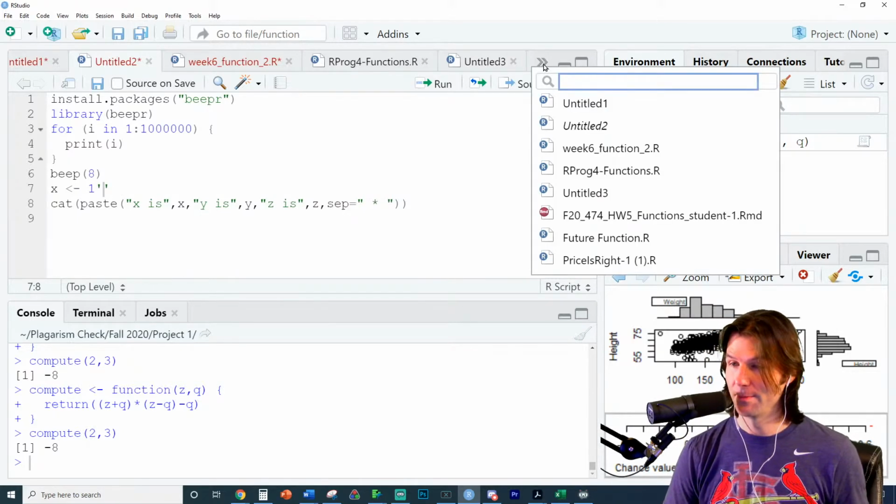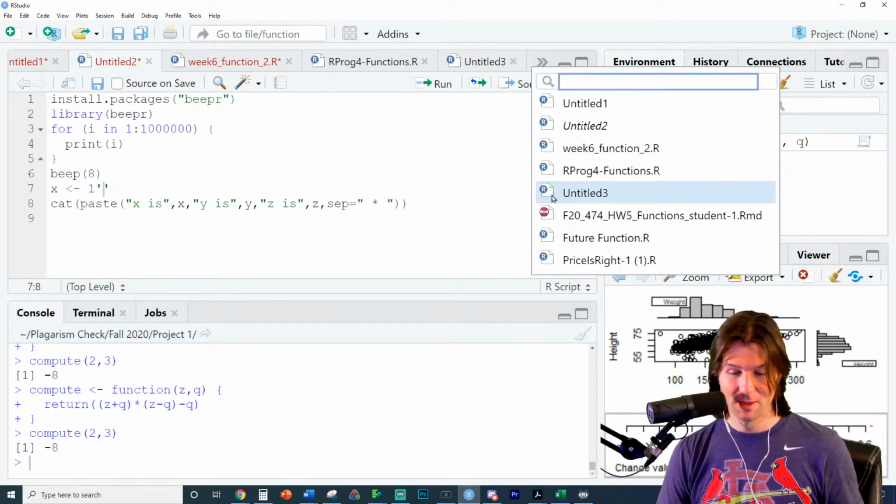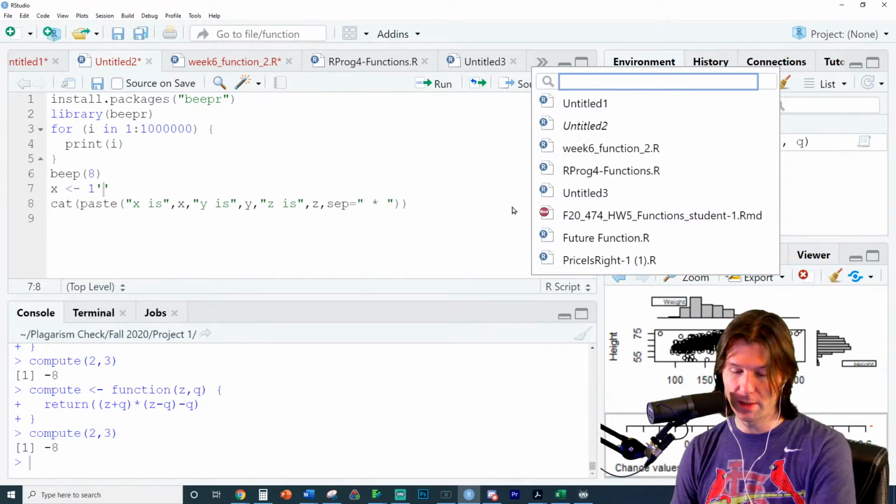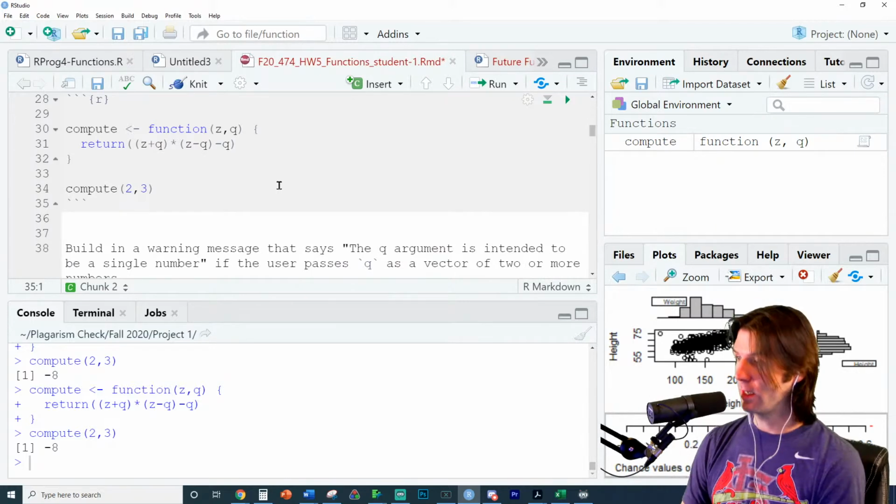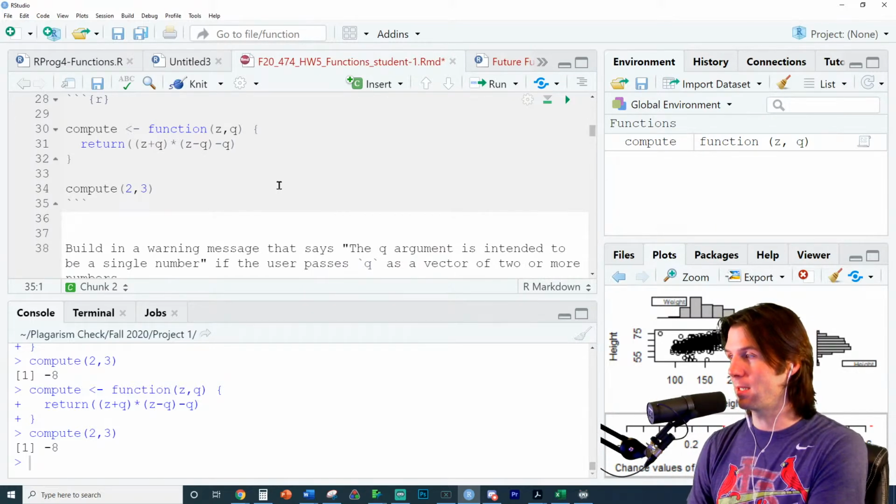Well, it's gone. So we had some notes up earlier showing it. I don't know why I would have deleted it, but we had some notes up showing the differences between a message, a warning, and a stop.